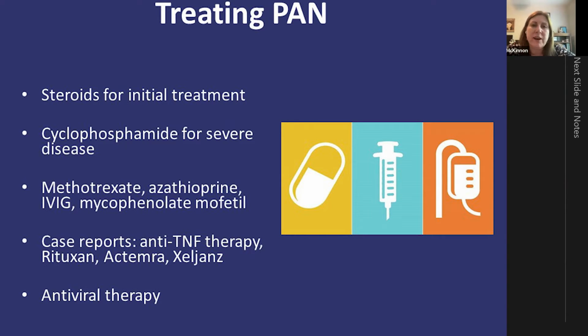We still use cyclophosphamide or Cytoxan for severe disease, but as we're using more newer immunosuppressants, hopefully, like with other forms of vasculitis, this will become less commonly used, and we'll be using some of the newer drugs that have lower long-term risks and side effects, like methotrexate, azathioprine, IVIG, mycophenolate, and even some of the newer drugs, biologic therapies, have been used successfully in the treatment of PAN, and of course, in patients who have viral infections like hepatitis or HIV, antiviral treatment is a very important part of their treatment regimen.